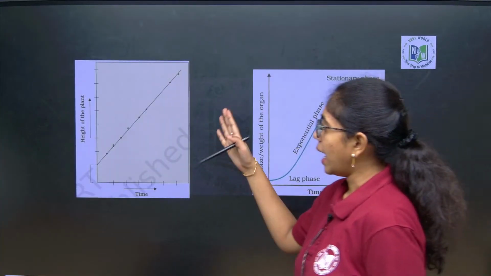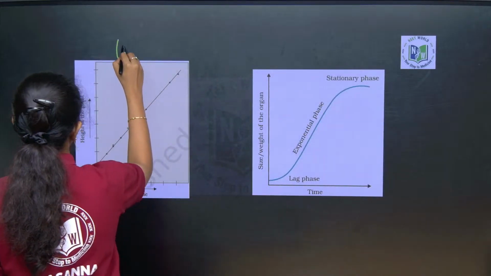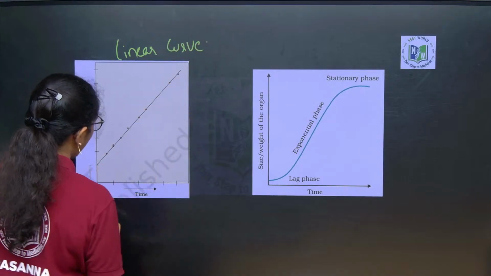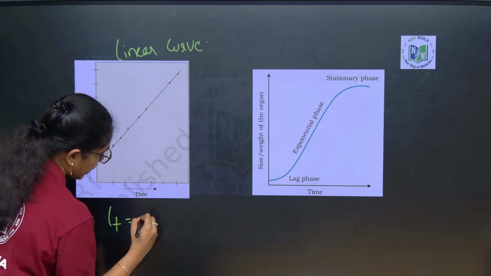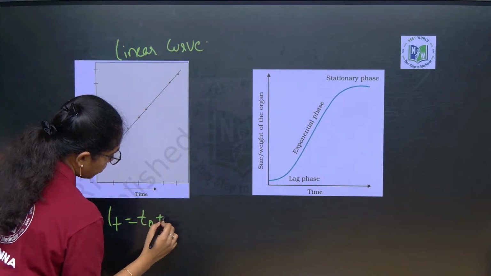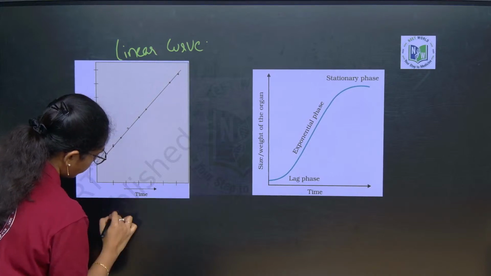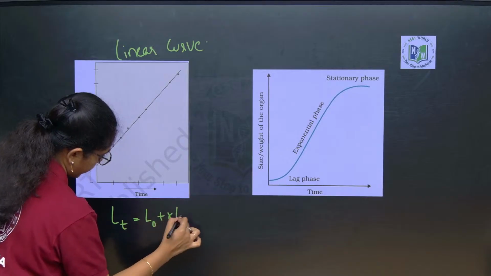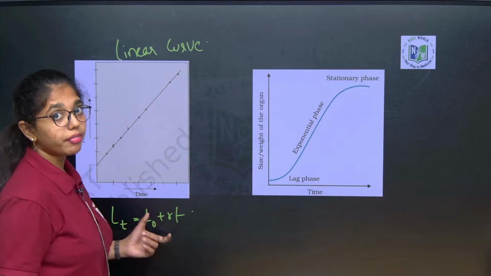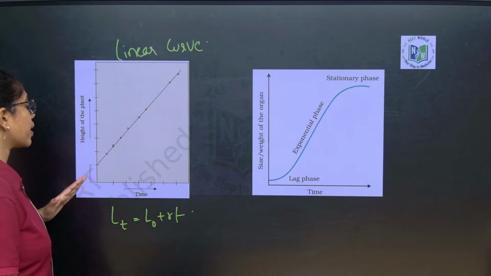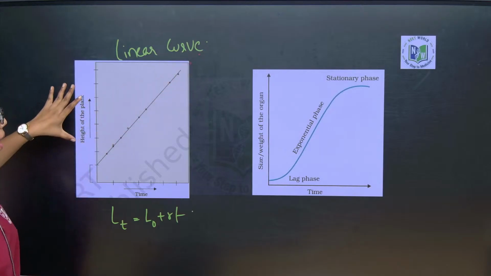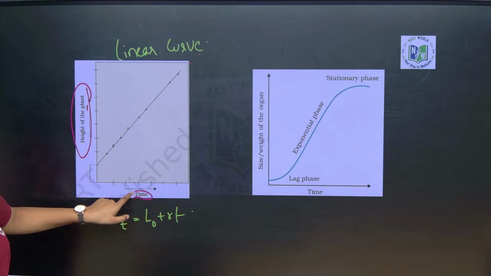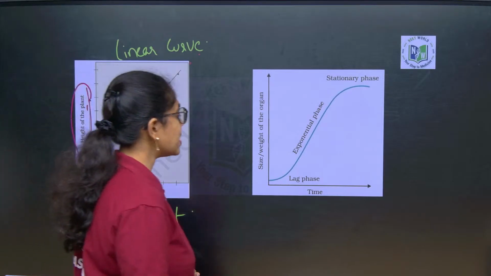Here you can see the arithmetic growth rate will give you a linear curve, and the formula is length Lt is equal to L naught plus rt. This is the formula for arithmetic growth rate, where a linear curve is seen with the y axis being the height of the plant and the x axis time. Lt is equal to L naught plus rt.